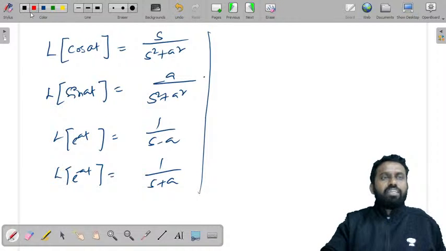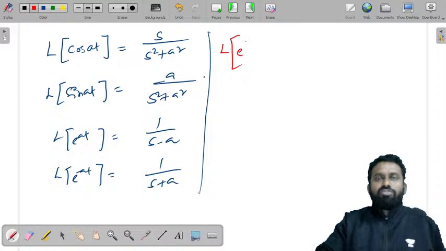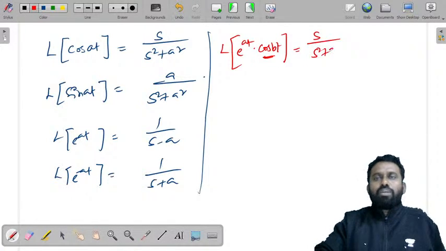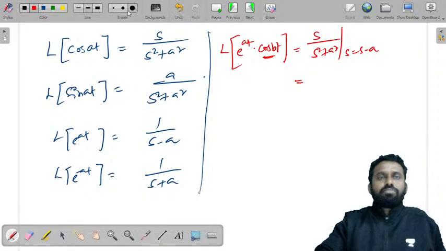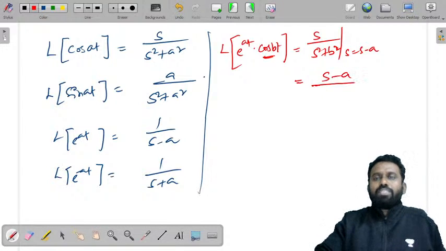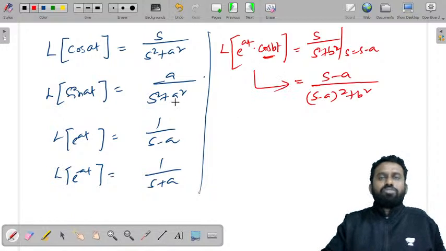What is first shifting theorem? We already know Laplace of e power at into cos bt. What do you write? First you need to write cos bt, that is s by s square plus b square, at s is equal to s minus a. Now s must be replaced by s minus a, so it is s minus a whole square plus b square. So this is the Laplace transform.